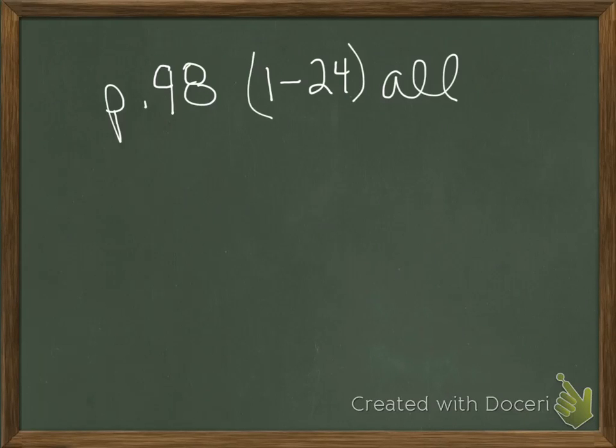So those are the examples for you. Your assignment is page 98, 1 through 24 all. Again, this is a short assignment. Once you count out the 12 problems that I worked for you, you only have 12 problems to do. So work this one, and then you're ready for the next lesson.